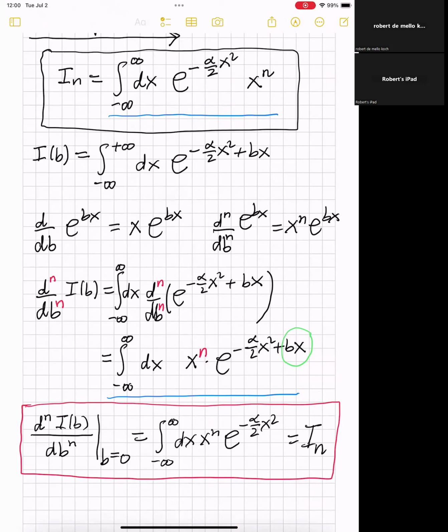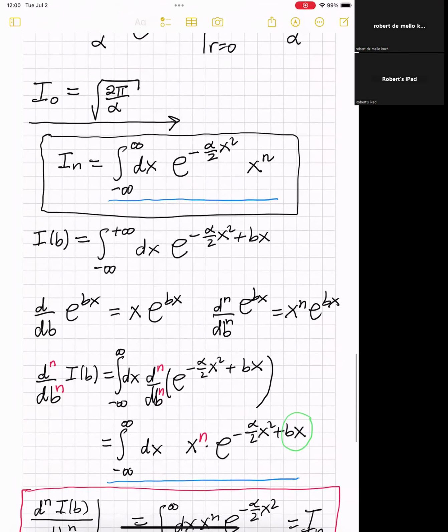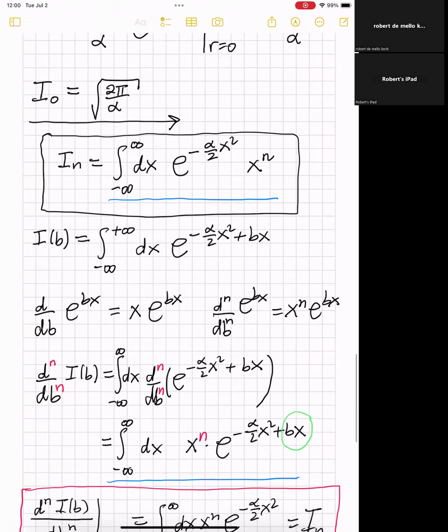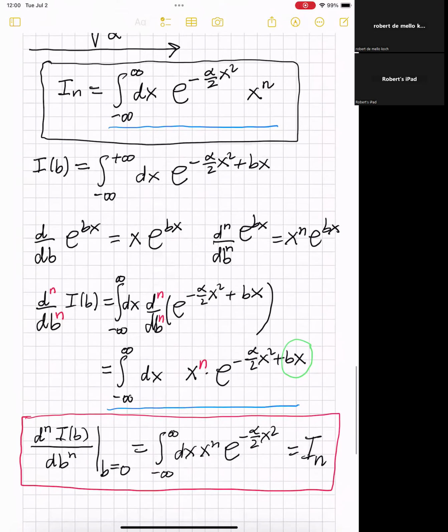So for this strategy to succeed, I'm going to need to show you that I actually can evaluate I of b. And what I'm going to argue, this is going to be important, is that I of b can be calculated knowing nothing more than I of naught. So the calculation of I of b is no more difficult than the calculation of I of naught. So that in actual fact, at the end of the day, we would have calculated this infinite number of integrals I_n using only the result for I naught.